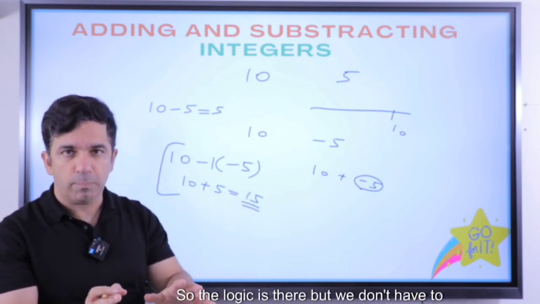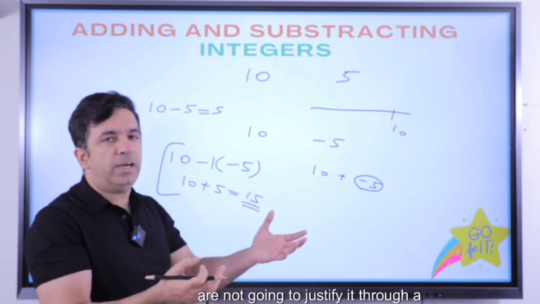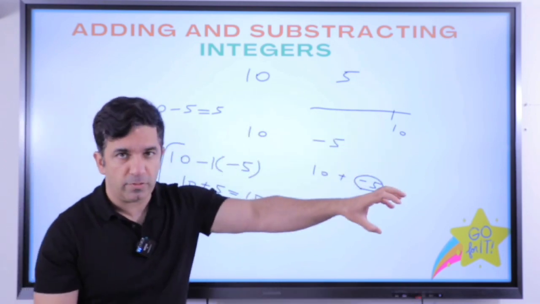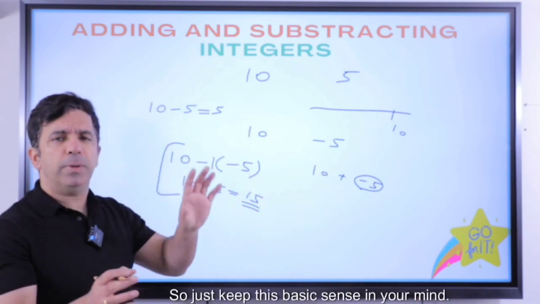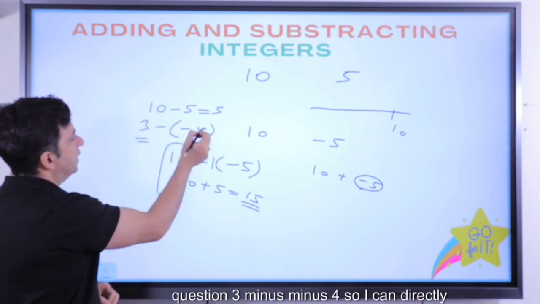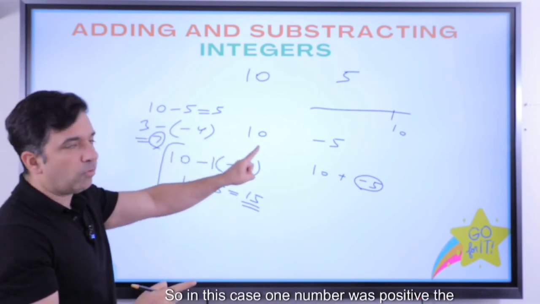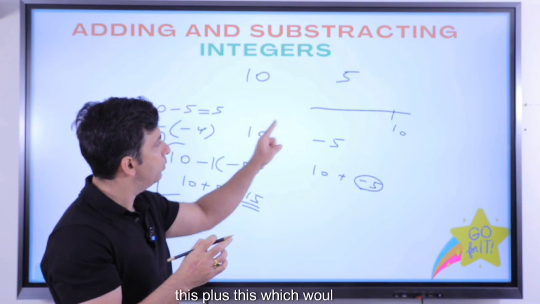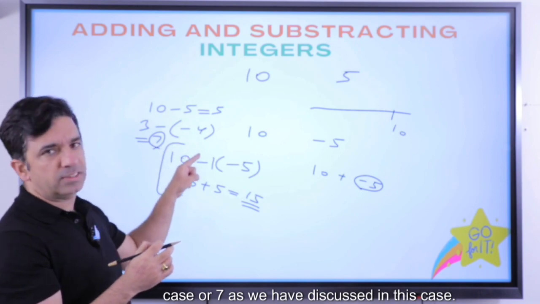So the logic is there, but we don't have to prove it in front of anybody. This is something we actually know, but we are not going to justify it through a number line every time. So when we do 10 minus minus 5, it would actually become 10 plus 5. That would give us the answer as 15. Just keep this basic sense in your mind. If someone tells me to solve 3 minus minus 4, I can directly say that the answer would be 3 plus 4, that is 7. So in this case, one number was positive, the other was negative. Positive minus negative would be simply this plus this, which would give us directly the answer as 15 as we have done in this case, or 7 as we have discussed in this case.